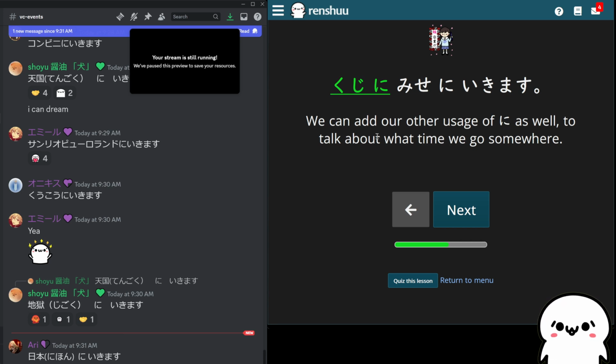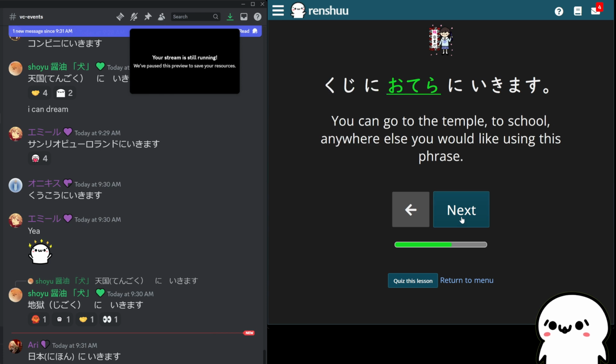And if you look at the sentence, hopefully you'll agree with what I said earlier, that even though there's two ni's here, based on the word that comes in front of them, it becomes pretty clear what that ni is doing. That first ni is marking the time. The second ni is marking where you're going. Kuji ni mise ni ikimasu. And so this is an extremely useful phrase.